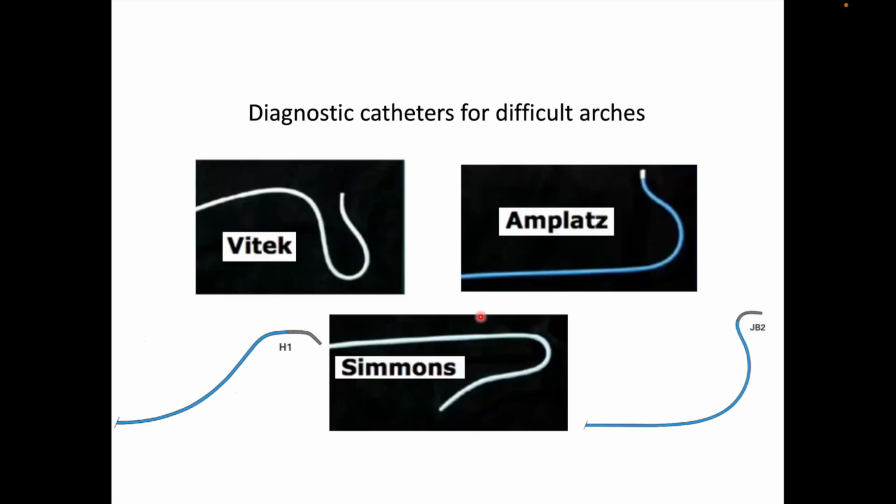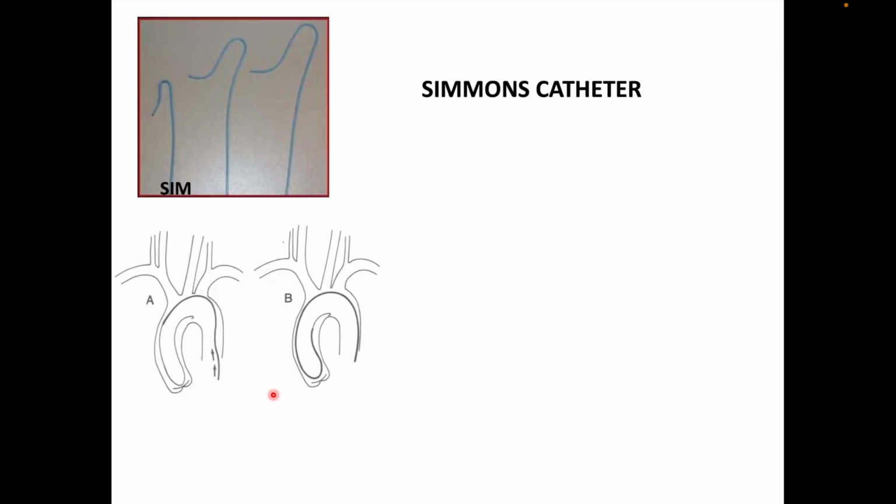Now, dedicated catheters are available. One is a VTK. Then the commonest used is SIM. My personal practice is SIM catheter. SIM2 is the commonest shape that I use. Then you've also got the Headhunter, you've got JB curve, you've got H1. So all of these can be used. The SIM catheter comes in this shape. Sizes are SIM 1, 2 and 3. The commonest I use is SIM 2.